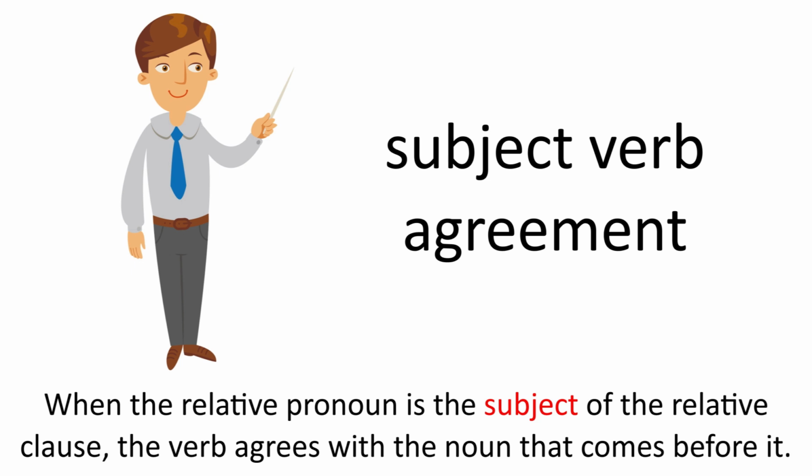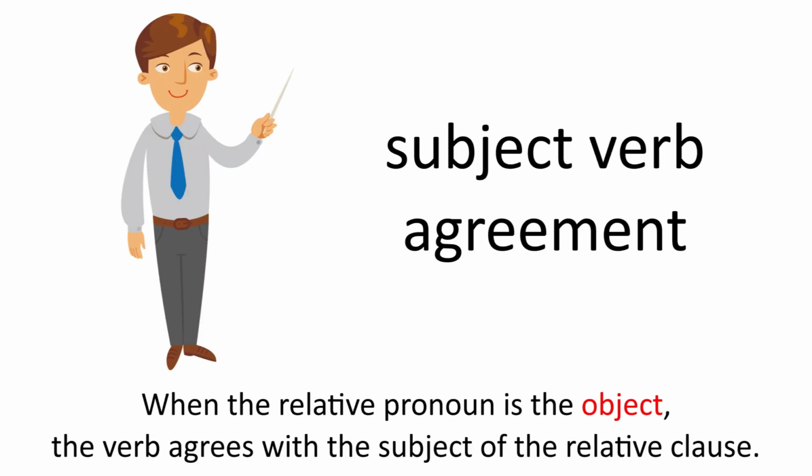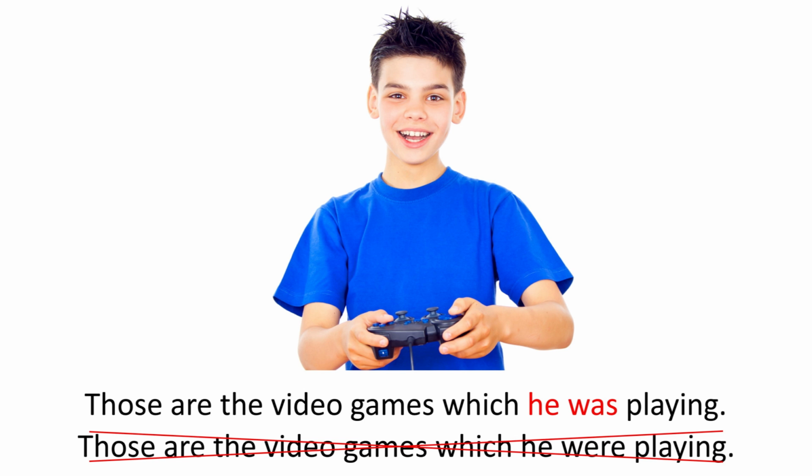When the relative pronoun is the subject of the relative clause, the verb agrees with the noun that comes before it. He likes video games which are challenging. When the relative pronoun is the object, the verb agrees with the subject of the relative clause. Those are the video games which he was playing.